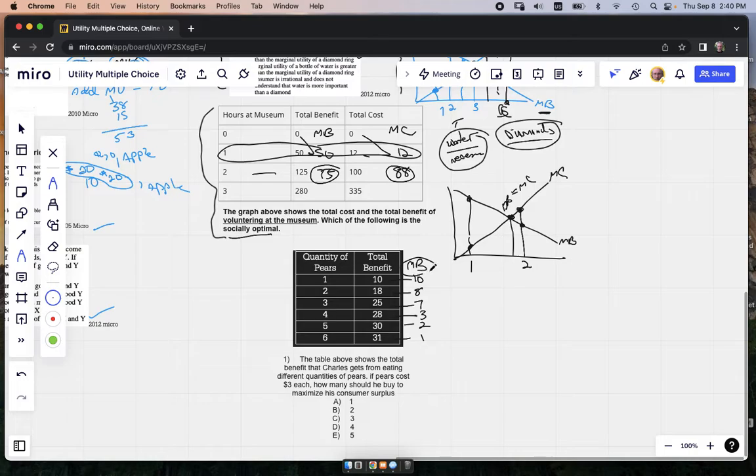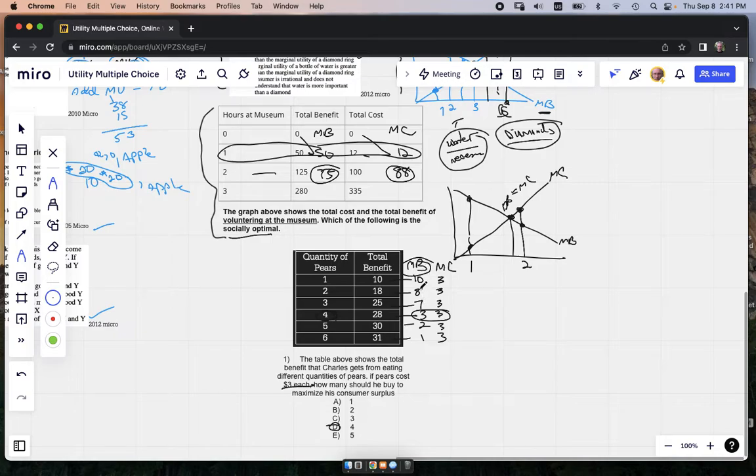This is my marginal benefit. And they've told me what my marginal cost is. For every pair I buy, cost is $3. So my marginal cost is 3, 3, 3, 3, 3, 3. We want to be as close to where marginal cost equals marginal benefit. So our consumption should be 4 pairs.